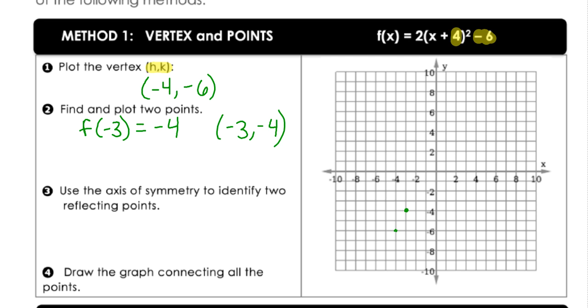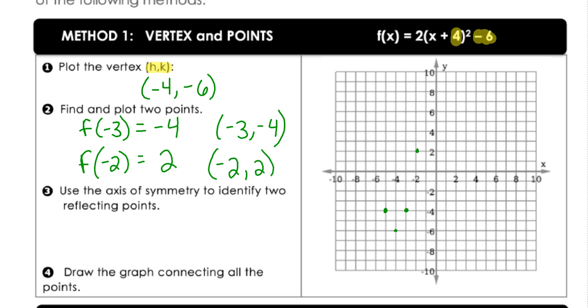Remember that every parabola that we graph is symmetric around that vertex. So if I have a point at negative 3, negative 4, I can also reflect that to the other side of the vertex and get an extra point that way to help me. Let's do one more. So I'm going to plot negative 2 now. So going one more out from that vertex. When I plug in a negative 2, I get out a positive 2. So that means I have a point at negative 2, positive 2 on my graph.